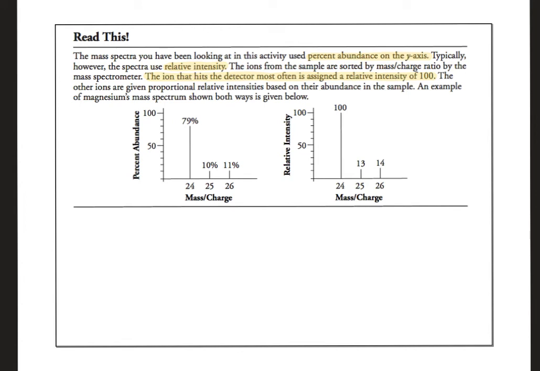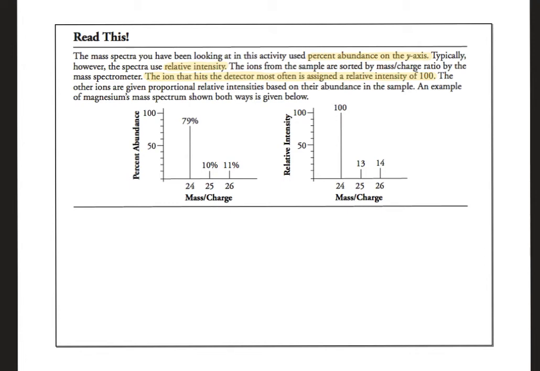The mass spectra you have been looking at in this activity, and the one we did as well, use percent abundance on the y-axis, right? So they gave us the percentages, super easy. Typically, however, the spectra use relative intensity. So we need to learn what this is. This is very important. This is kind of the high school version of the mass spectra, but what really is given when you do this in a lab is called relative intensity.